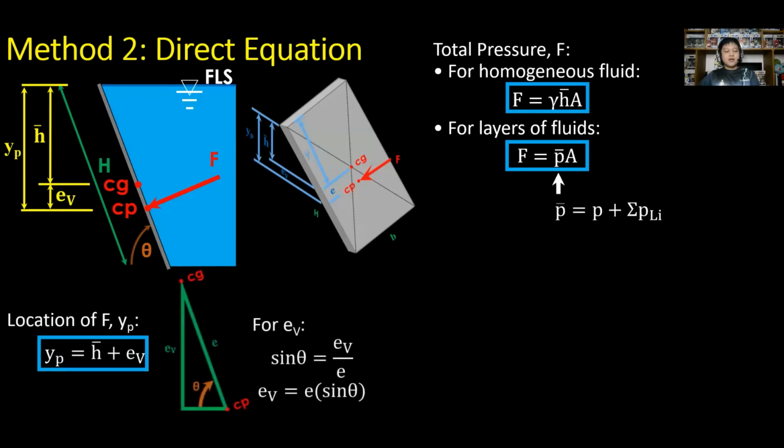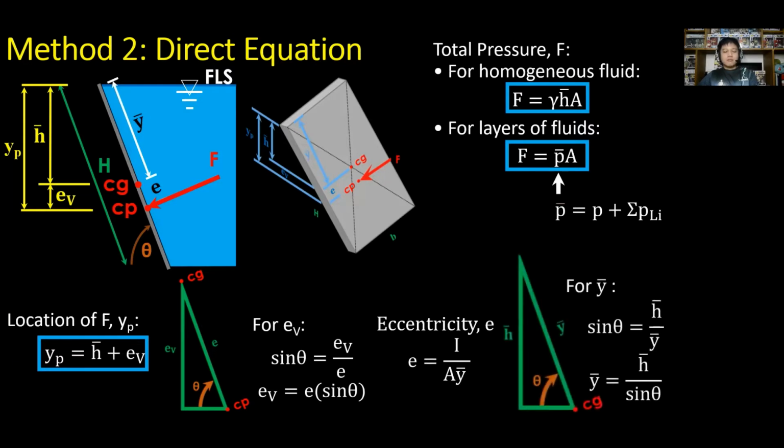So for E sub V, consider the triangle for components. So the sine of theta is equal to E sub V all over E. And rearrange, we have E sub V is equal to E times sine of theta. For eccentricity, E is equal to I all over A times Y bar. And what is this Y bar?